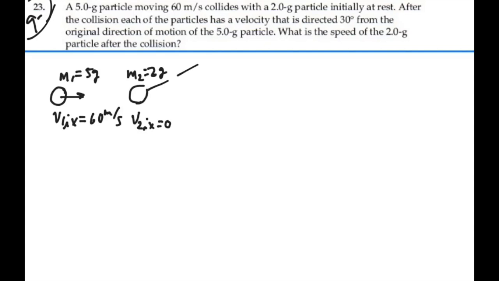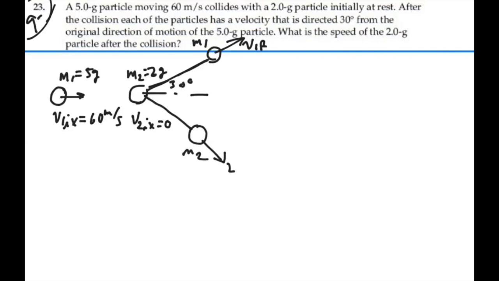And then we're going to have one particle go off this way at a 30-degree angle, and another particle go off this way at a 30-degree angle. So let's have mass 2 go off this way and mass 1 go off this way. So we'll have a v1 final over here and a v2 final over here. So that's the way things look initially and finally, this being a 30-degree angle as well.